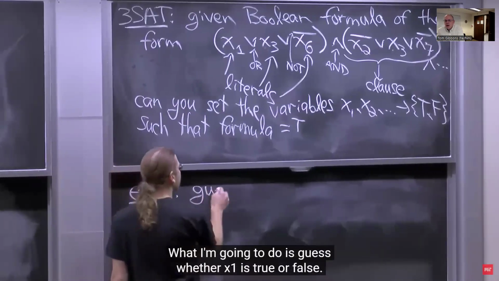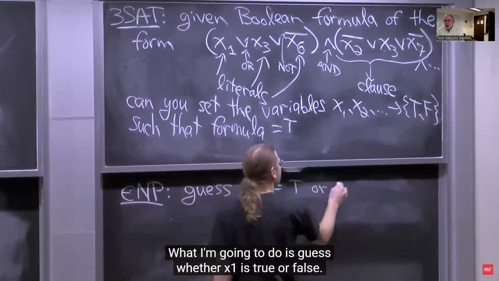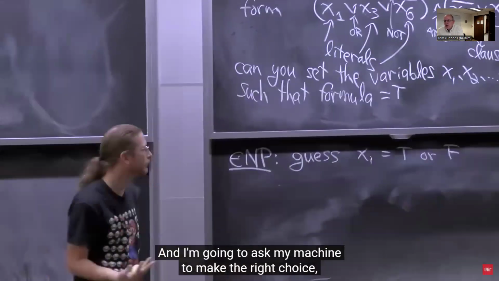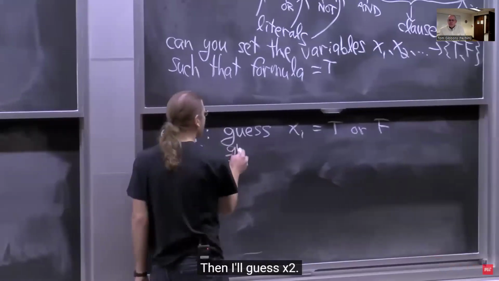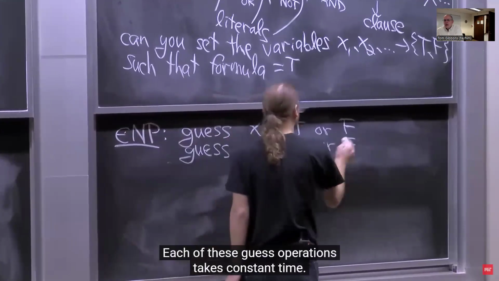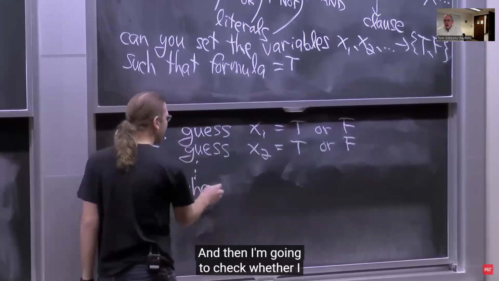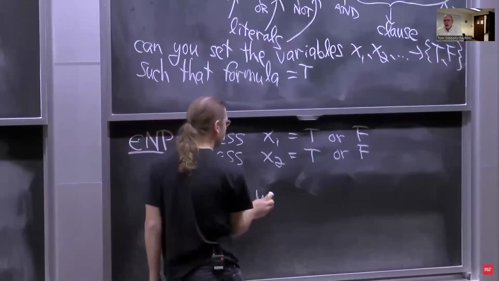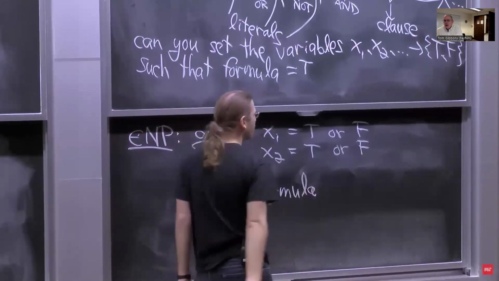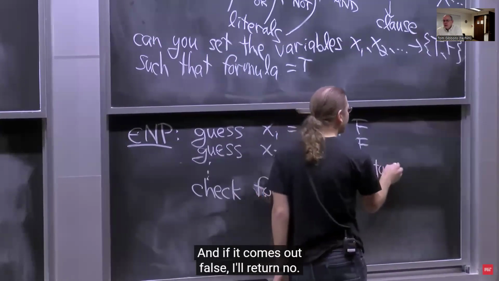What I'm going to do is guess whether X1 is true or false. I have two choices, and I'm going to ask my machine to make the right choice, whether it should be true or false. Then I'll guess X2. Each of these guess operations takes constant time. Do it for every variable. And then I'm going to check whether I happen to satisfy the formula. If it comes out true, then I'll return yes. And if it comes out false, I'll return no.